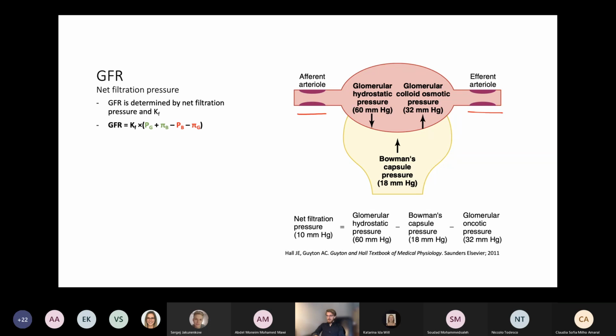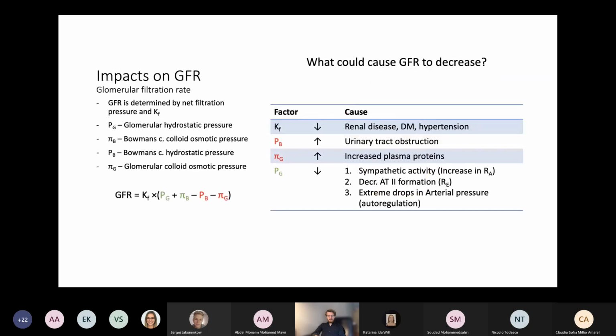Now, let's discuss what influences glomerular filtration rate. As I said, glomerular filtration rate is dependent on the filtration coefficient and the net filtration force. Any reason why the filtration coefficient might decrease is usually due to pathological reasons, so renal disease, diabetes mellitus, or hypertension that would damage the vascular walls. Another reason why glomerular filtration rate would decrease is an increase in the pressure in the Bowman's capsule. How could that happen?